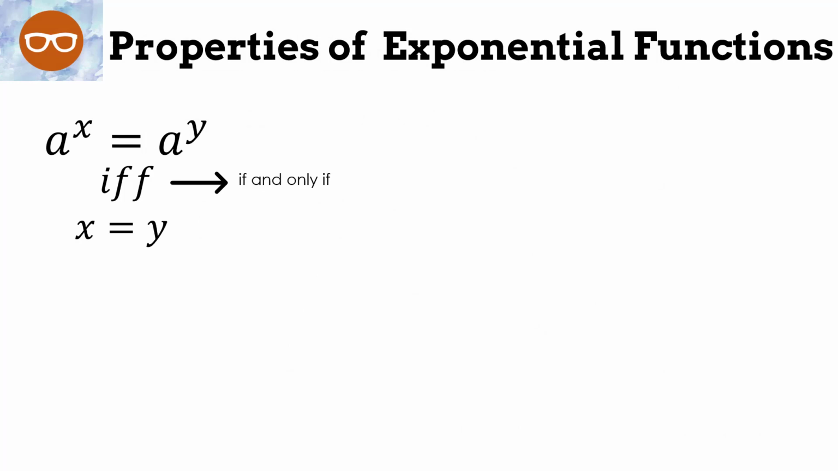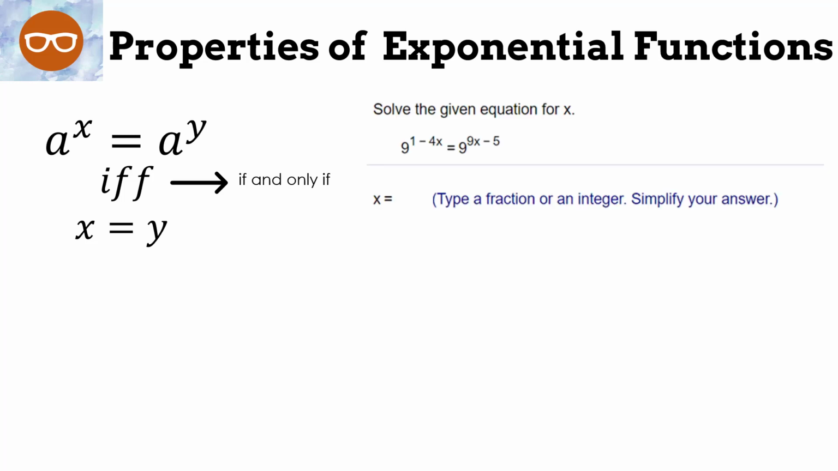Properties of exponential functions. a to the x equals a to the y if and only if x equals y. Let's look at an example. Solve the given equation for x. 9 to the 1 minus 4x equals 9 to the 9x minus 5.